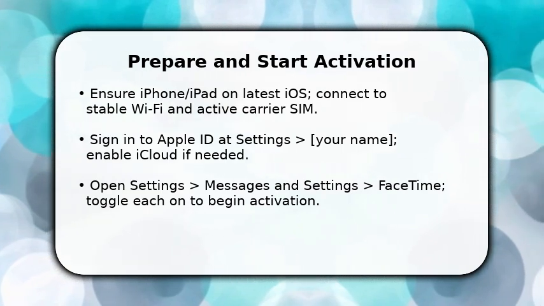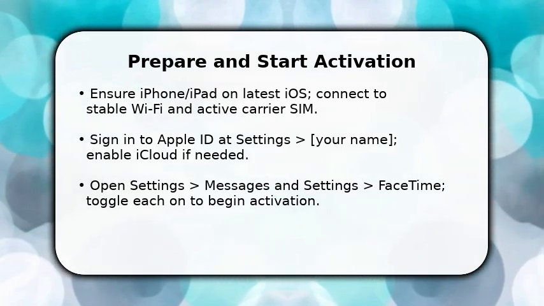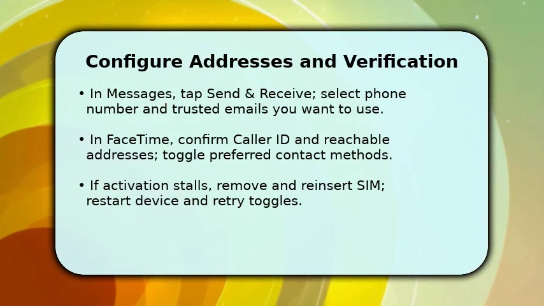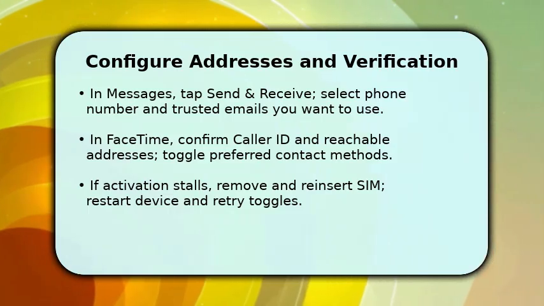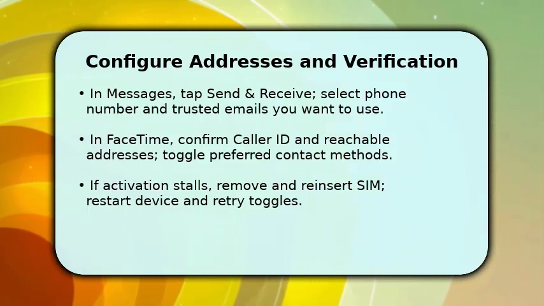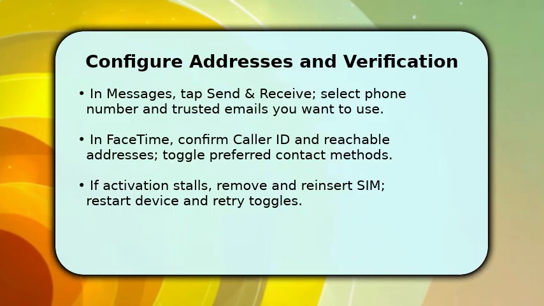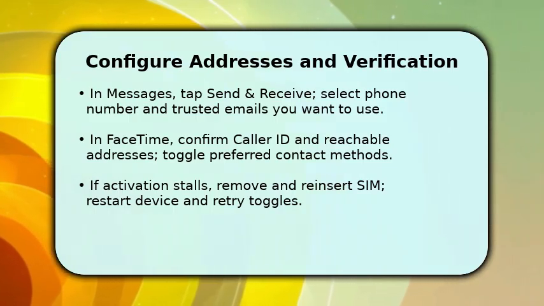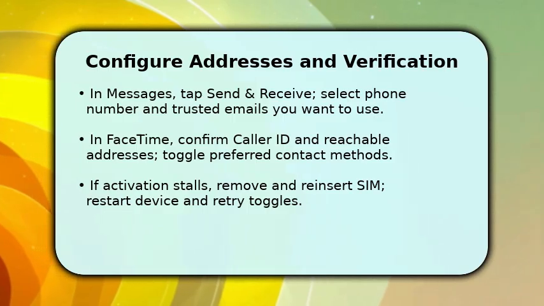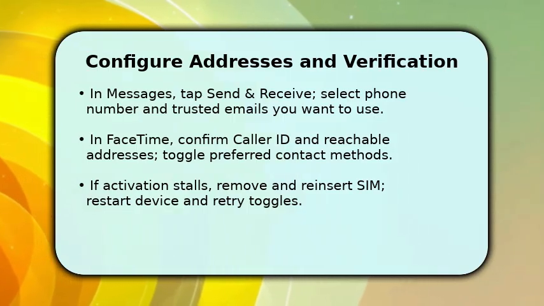Once iMessage is turned on, open Send and Receive to choose which phone numbers and emails can send and receive. For FaceTime, pick a caller ID and ensure your desired addresses are checked. This ties your devices and contacts to the same Apple ID and explains how messages route.